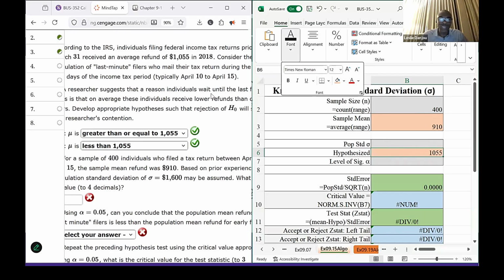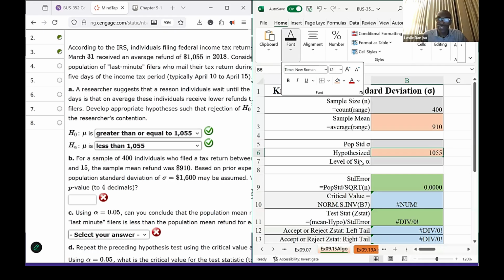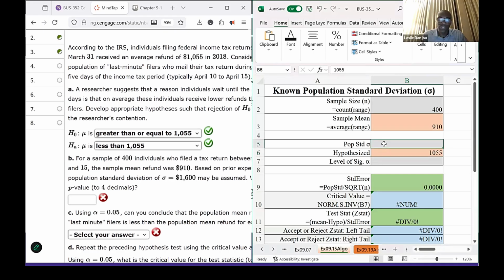So what are the numbers that they give us in here? They give us the population standard deviation. So we'll put that down right here. And their alpha value is right here. They're looking at a rejection zone of 5%, so I would just put down 0.05.